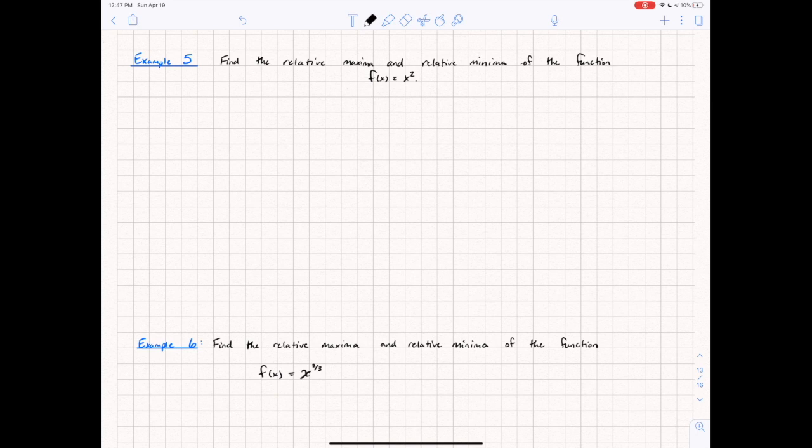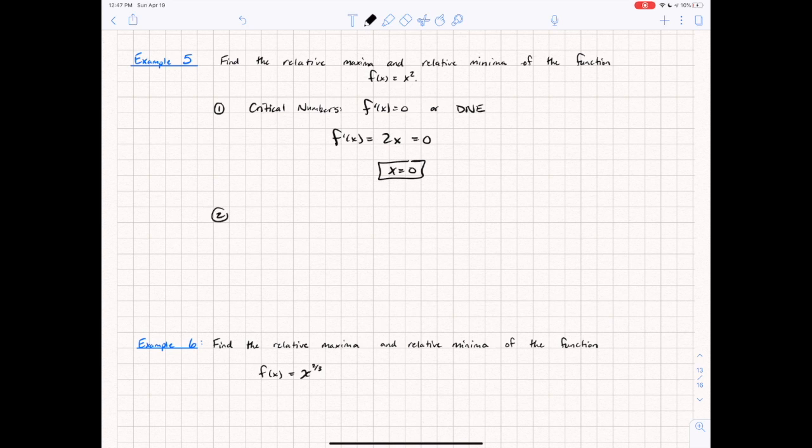All right, so example 5: find the relative maxima and the relative minima of the function f of x equals x squared. If I'm looking for maxes and mins and I want to do the first derivative test, my very first step is to find the critical numbers, where the derivative is equal to 0 or the derivative does not exist. So f prime is equal to 2x. I set this equal to 0 and solve. Divide by 2, and my critical number occurs at 0.